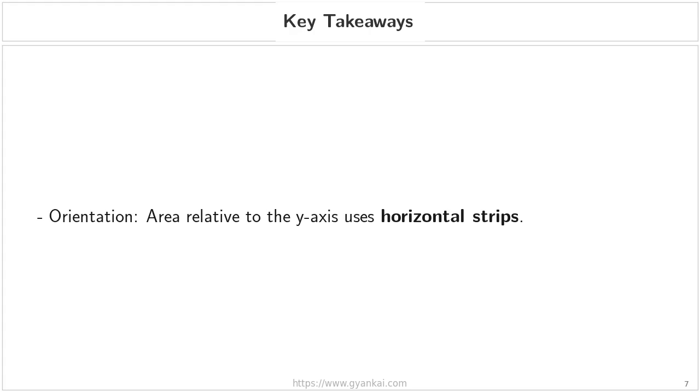Key takeaways. First, let's talk about orientation. Remember, unlike our previous lessons where we used vertical strips to find the area relative to the x-axis, when we are calculating the area relative to the y-axis, we must shift our perspective and use horizontal strips.